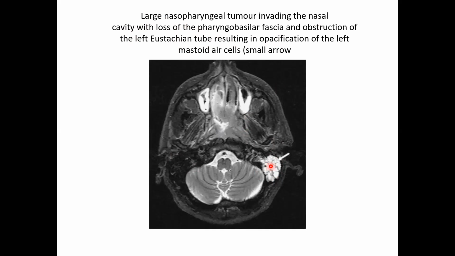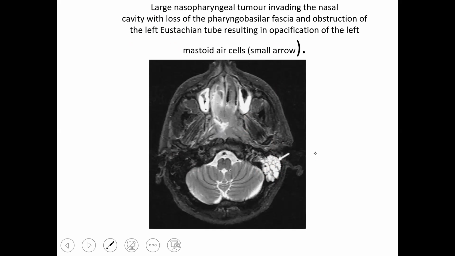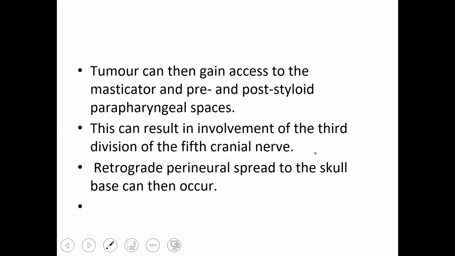This is opacification of the mastoid air cells, and this is a normal one. Again, a large nasopharyngeal tumor. The tumor can gain access to the masticator space and the pre and post styloid parapharyngeal spaces also. This can result in involvement of the third division of the fifth cranial nerve.